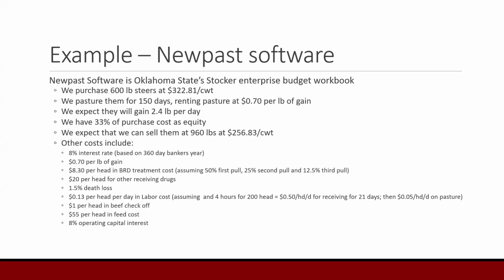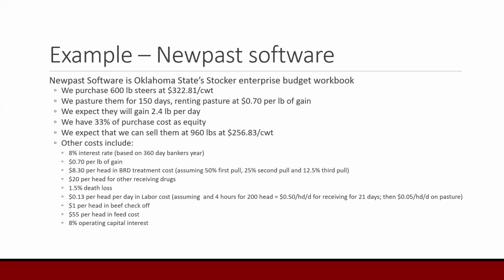We're going to use 33% of our own money to purchase these animals. We're going to borrow the rest. Okay. We expect that we can sell them at 960 pounds for $256 per hundredweight. Okay. So 2.4 times 150 plus 600. I hope it equals 960.